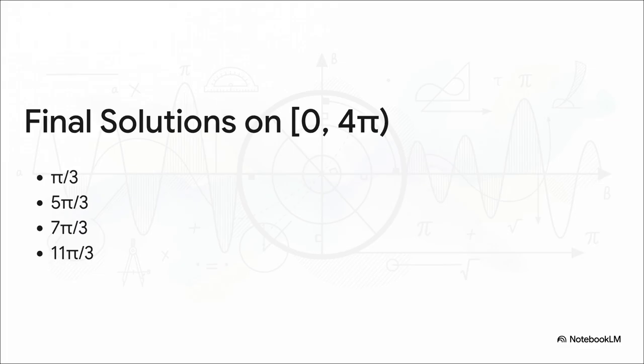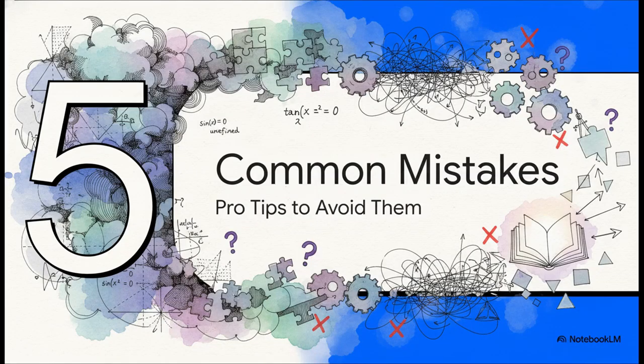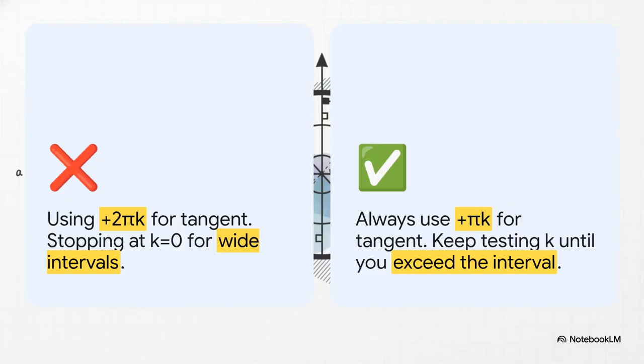Not so bad, right? This is a really powerful technique, but there are 1 or 2 little traps that are easy to fall into. So let's just make sure you can see them coming and sidestep them completely. Okay, here are the 2 biggest ones to watch out for. First, and this is a big one, always use plus pi k for tangent. Don't accidentally use plus 2 pi k. Its period is different, so it needs its own rule. Second, when you're doing those interval problems, don't stop testing k too early. Keep plugging in values until your answer is clearly too big. That's the only way to be sure you've found them all.